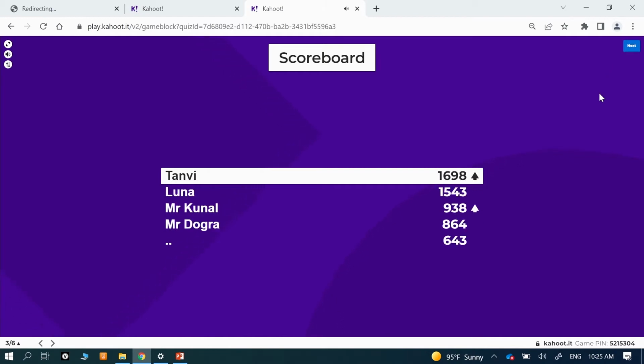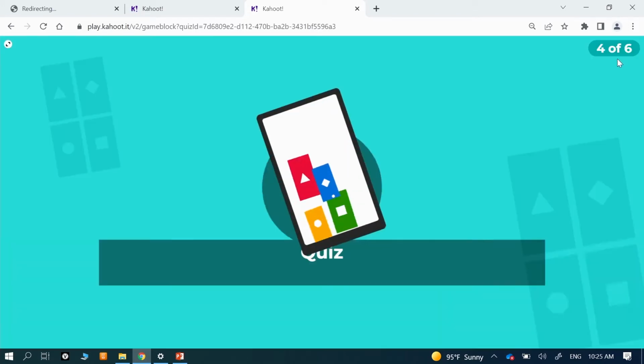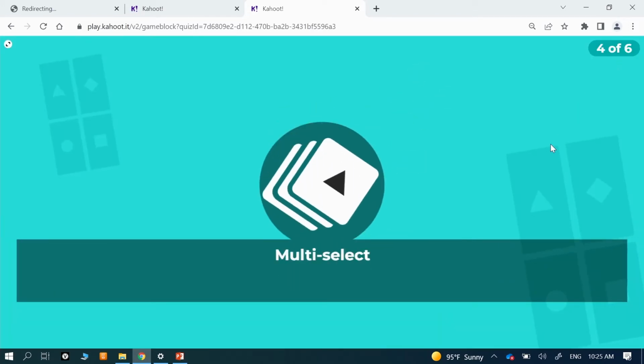Oh, wow. So for the third time, the ranking changed and Tanvi is going into the first place. And Luna there, Dr. Dogra, you need to come back. This is not happening.